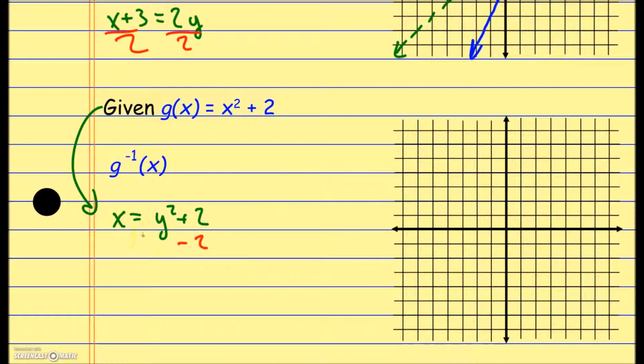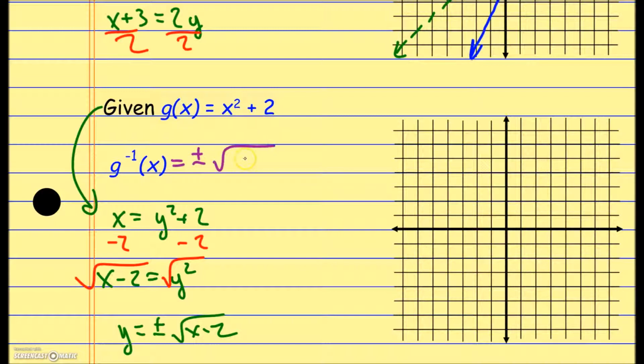When I do this, I'm going to go ahead and solve this. I'm going to subtract the 2 from each side, and then I'm going to take the square root of each side. When I take the square root of each side, I have to remember to do plus or minus here, so it's y equals plus or minus the square root of x minus 2. And so this is my inverse here.